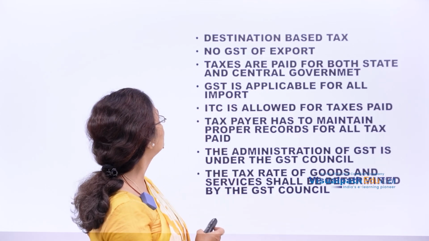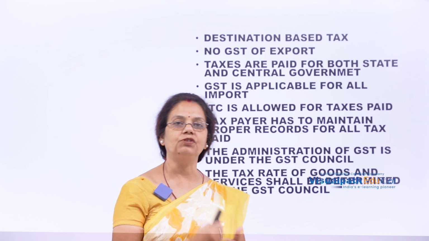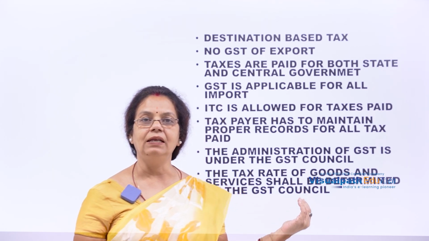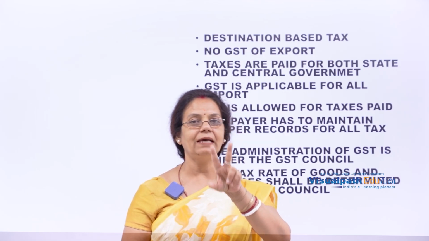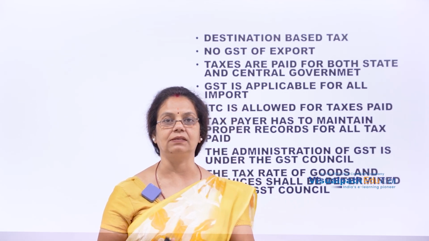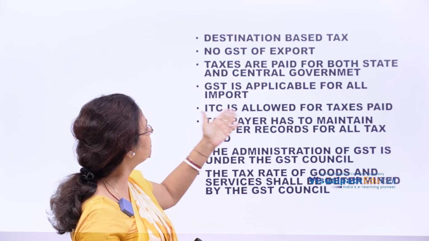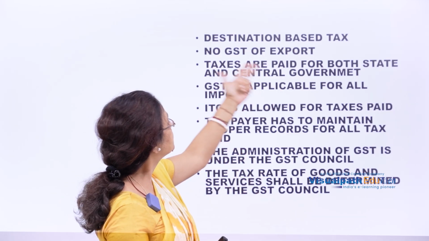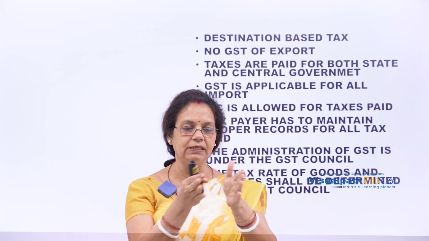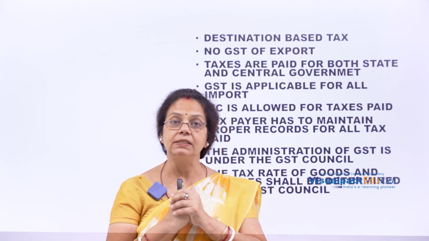Let us go to the third point: taxes are paid to both state and central government. As I told you in the earlier slide, this tax is divided into two parts. That is why it is known as dual tax, central as well as state. GST is applicable for the state as well as the central government. That means the entire tax has been divided into two parts. One part will go to the state, another part will go to the central government.